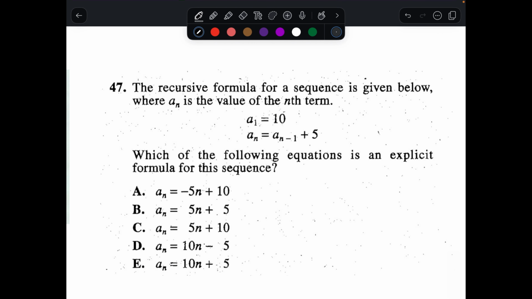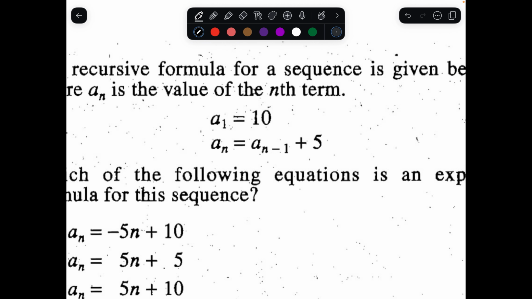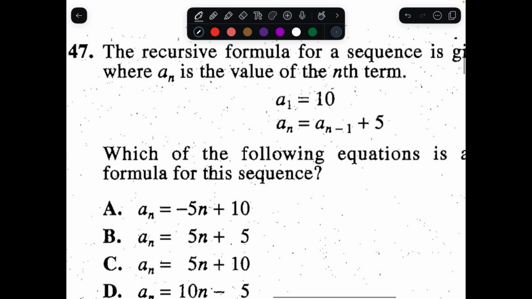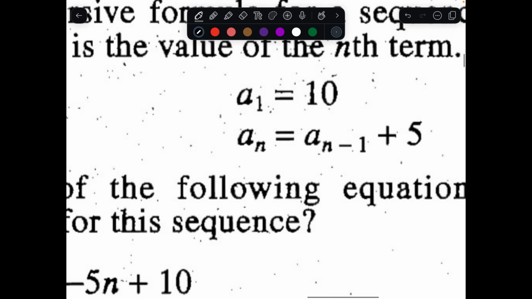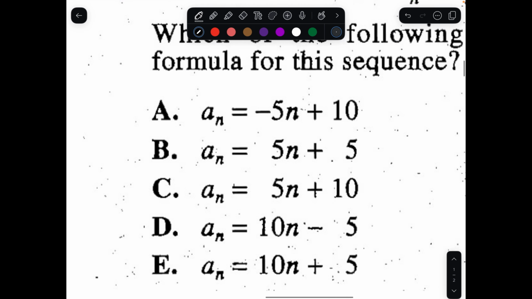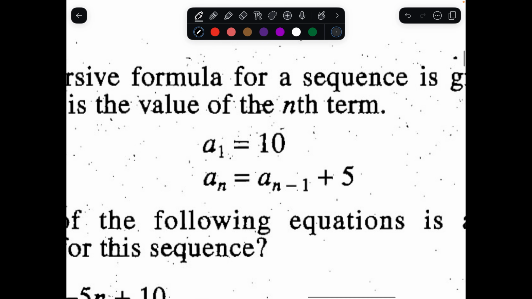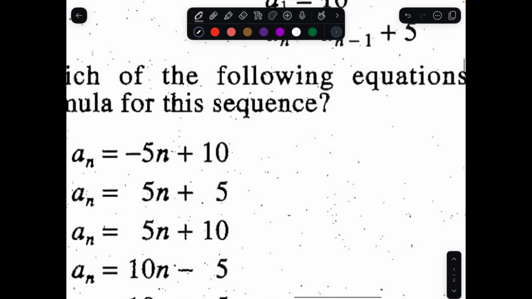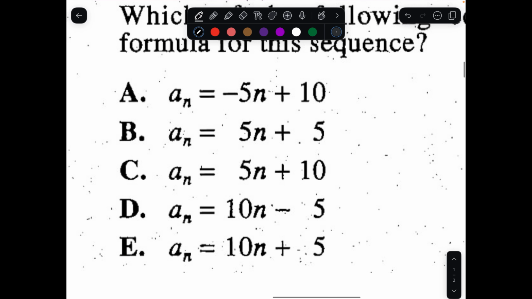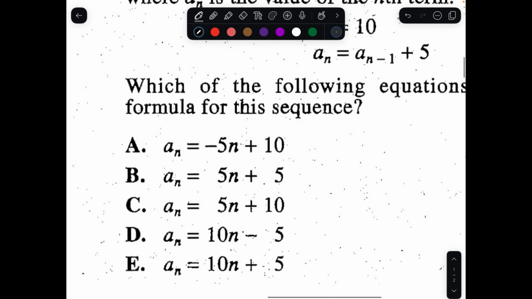So for this question, what I would do is I would find some terms using this formula, and I would plug in, let's say, first, let's just use 1. I would plug in 1 into all of these and see which one gives me 10, right? And then let's say when I find out what the second term is, I would plug in 2 and see if it matches the answer when I plug in 2 into this formula up here. So let's do that.